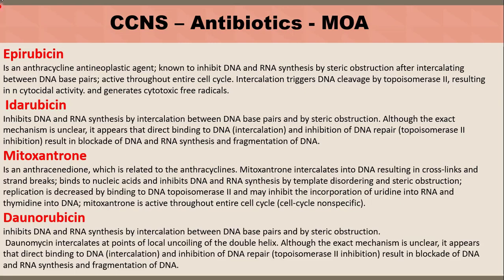Daunorubicin inhibits DNA and RNA synthesis by intercalation between DNA base pairs and by steric obstruction. Daunorubicin intercalates at points of local uncoiling of the double helix. Although the exact mechanism is unclear, it appears that direct binding to DNA, intercalation, and inhibition of DNA repair, together with topoisomerase 2 inhibition, result in blockage of DNA and RNA synthesis and fragmentation of DNA.